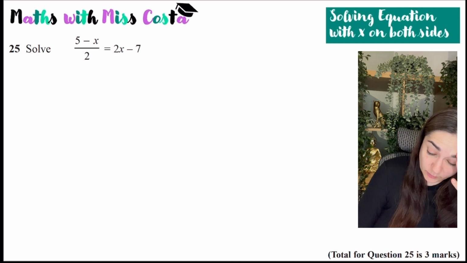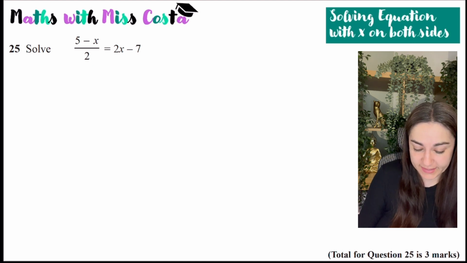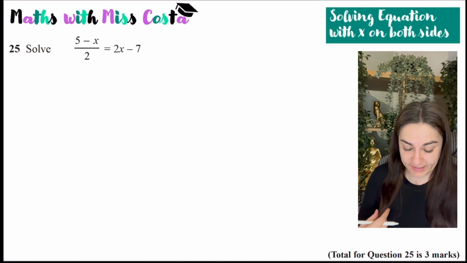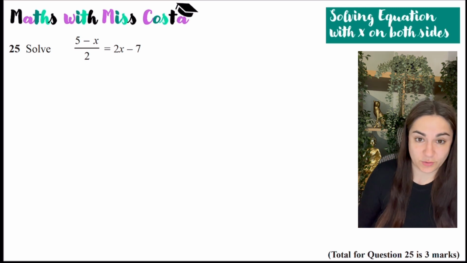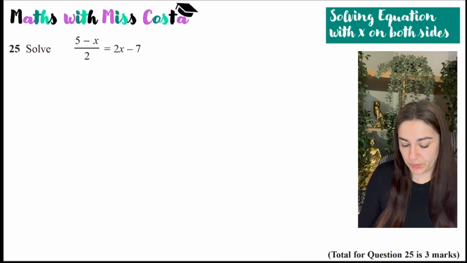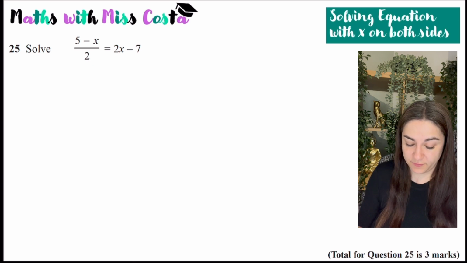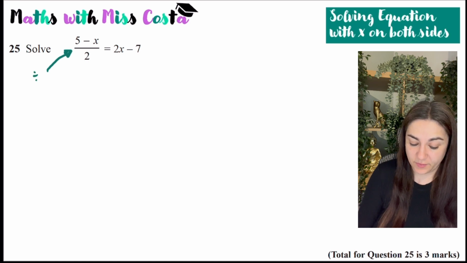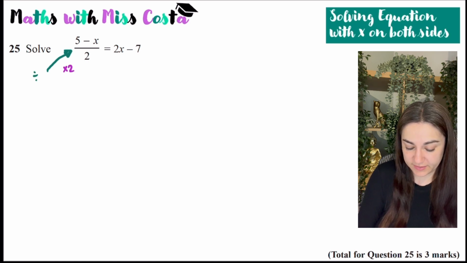Next, I've got solving an equation with x on both sides. So this one is a little bit trickier. When you've got x on both sides, you want to keep moving things around until you only have x on one side. So first thing we could do, I know this is a fraction, to just make my life easier. This means divide by 2. So the whole side is being divided by 2. So I can just times both sides by 2 and see where that takes me.